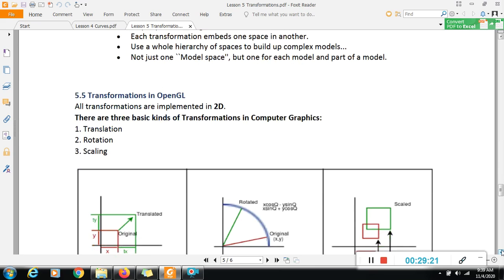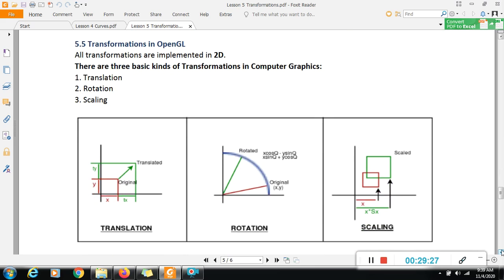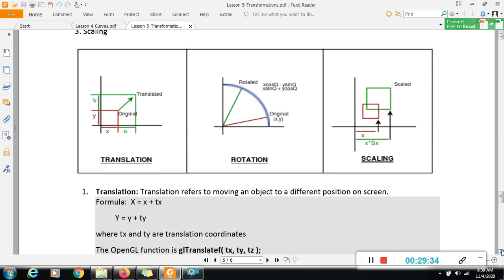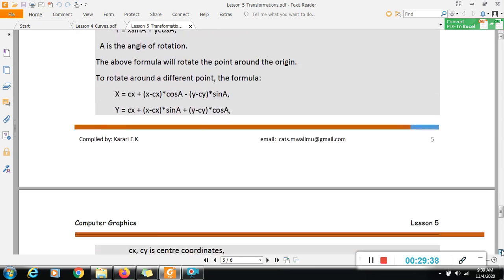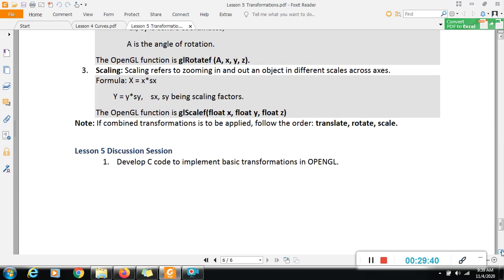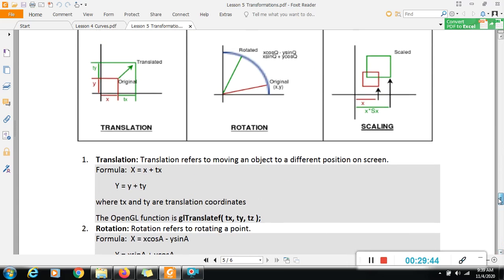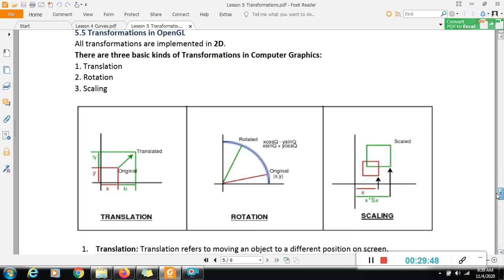How do we implement these transformations in OpenGL? They are implemented in 2D, and we have three basic kinds of transformation in computer graphics: translation, rotation, and scaling. When you are implementing them all together, you start with the translation, then go to rotation, and then scaling. You follow that specific order to avoid challenges when rendering on the screen.